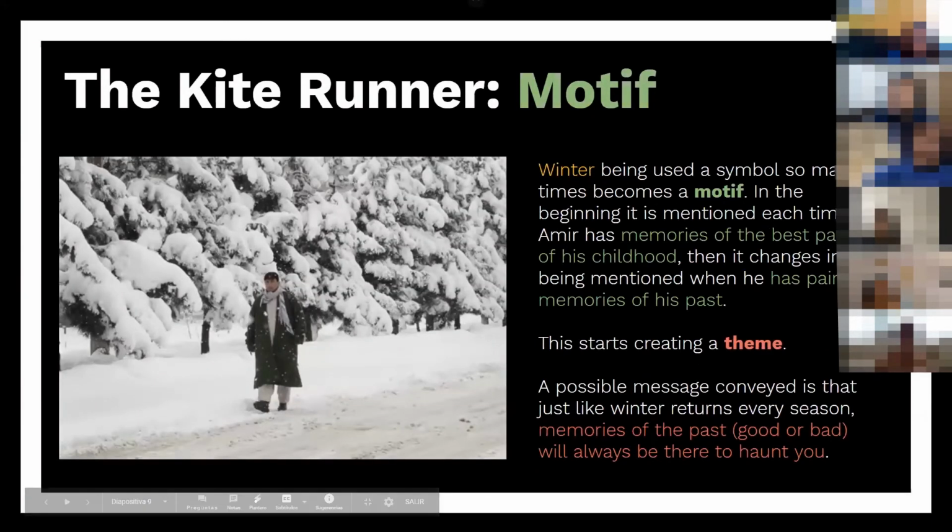Okay, here we see that winter is being used as a symbol so many times, and it becomes a motif. In the beginning, it is mentioned each time that Amir has memories of the best part of his childhood. And as the book progresses, this changes into being mentioned when he has painful memories of the past. Okay, so that is the motif: mentioning winter every time that he has these memories of the good parts and the bad parts. That's the motif, the repetition of that relationship. So that creates a theme.